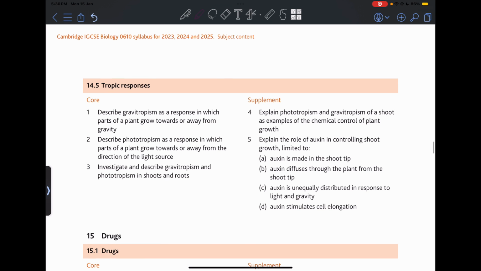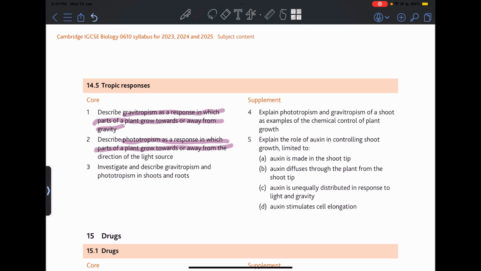14.5 Tropic responses. Core and extended students have to define gravitropism as a response in which parts of the plant grow towards or away from gravity, and define phototropism as a response in which parts of the plant grow towards or away from the direction of the light source. Number 3 says to investigate and describe gravitropism and phototropism in shoots and roots.